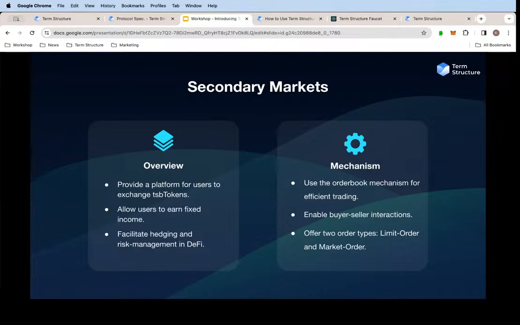Yeah, so as you saw in the GIF, the secondary markets on term structure are platforms for users to exchange TSP tokens. And through the order book trading system powered by zk-True-up, users can simply buy TSP tokens to earn fixed income or trade their TSP tokens for hedging and risk managing against primary markets or other DeFi protocols. And there are two types of orders available: limit order and market order.